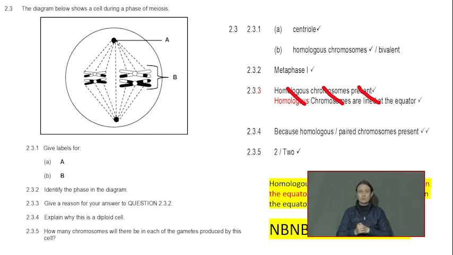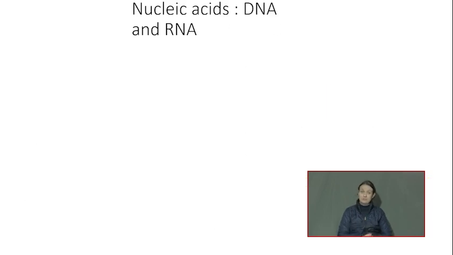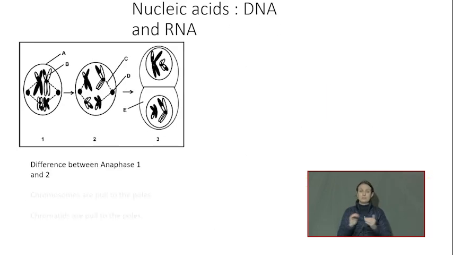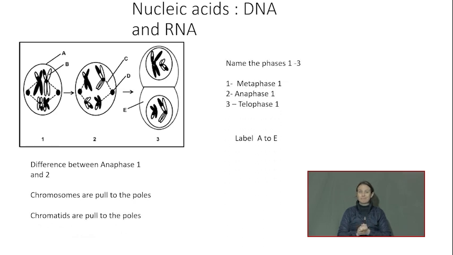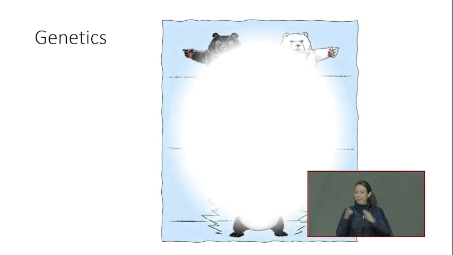And if it is metaphase 1, we do not say homologous chromosomes present and line at the equator. We must say homologous chromosomes arranged in pairs on the equator. Not homologous pairs arranged on the equator. Please. Then this is just questions on different phases, how to identify and name.